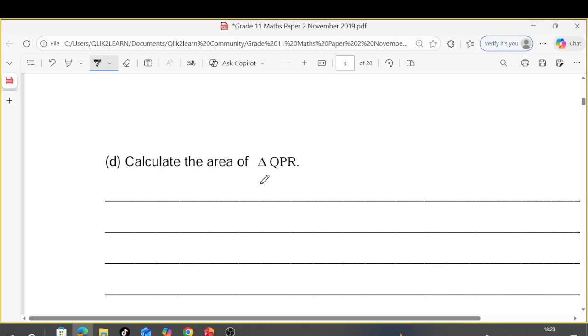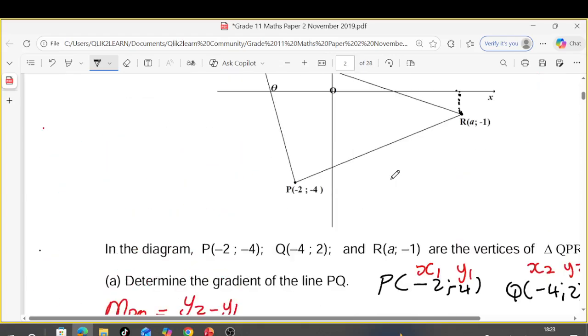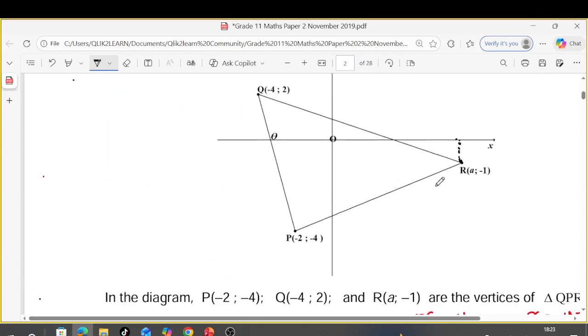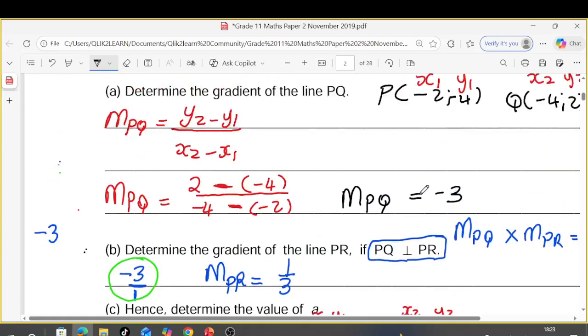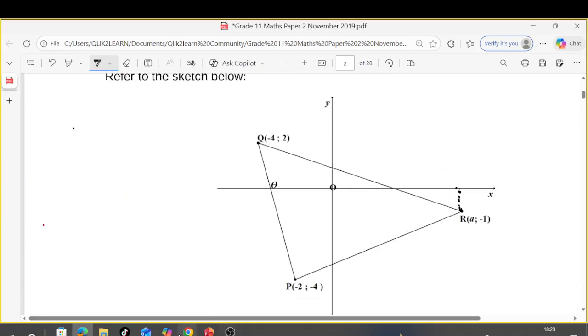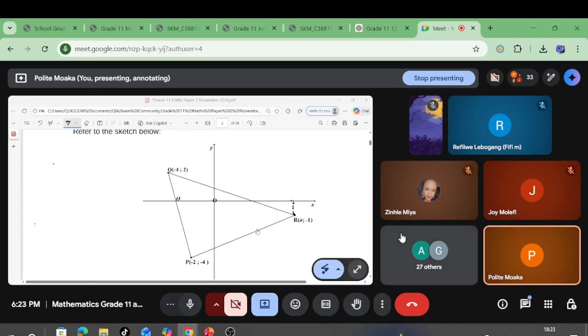Calculate the area of triangle QPR. They want us to find the area of QPR. So this given triangle is QPR. We need to find the area of that triangle. Can someone please tell me how we can find the area of that triangle? Anyone? Look at this triangle. Do you guys have any idea how we can find the area of that triangle?